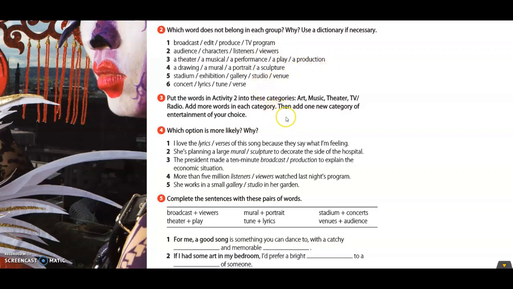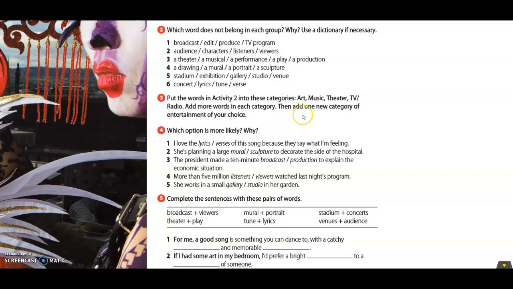I will give you the first one, like art. Which of these numbers talks about art? And yes, it would be this. Number 5. An exhibition, a gallery, a studio, or a place where you can hold events, a venue. Okay, so please, guys, put these words next to each number. So let's go to number 4.